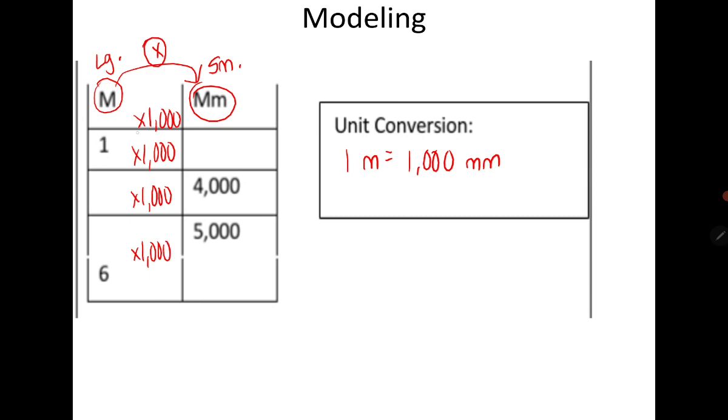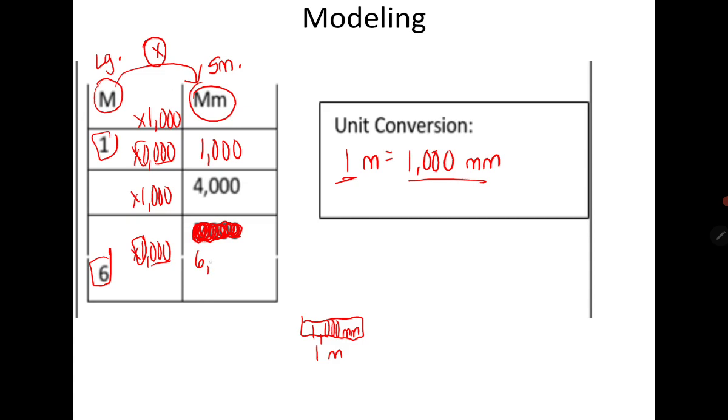Okay. So 1 times 1,000 is obviously 1,000, and that makes sense because 1 meter is equal to 1,000 millimeters. So that means every time I've got a meter, I'm going to have 1,000 millimeters in it. Okay, and sorry, this says 6 times 1,000 should be 5,000. We're going to fix that. So 6 times 1,000, 6 meters is going to give me 6,000 millimeters.